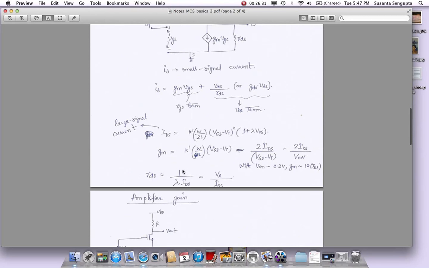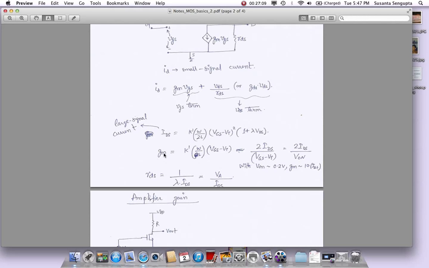RDS is found the same way. It's a similar formula. If you do a derivative and everything, you will see 1 by lambda IDS. So if you know lambda and you know the bias current, you know what the RDS is. Sometimes you might also know the early voltage. MOS devices don't really have an early voltage. I have been mentioning it, but it is more like a pseudo early voltage, like what bipolar devices have. Sometimes people might say, "Hey, this is a MOS device with an early voltage of, say, 10 volts," rather than specifying the lambda. So if the early voltage is specified, just V by IDS, the bias current, gives you the RDS, or 1 by lambda IDS if lambda is given.